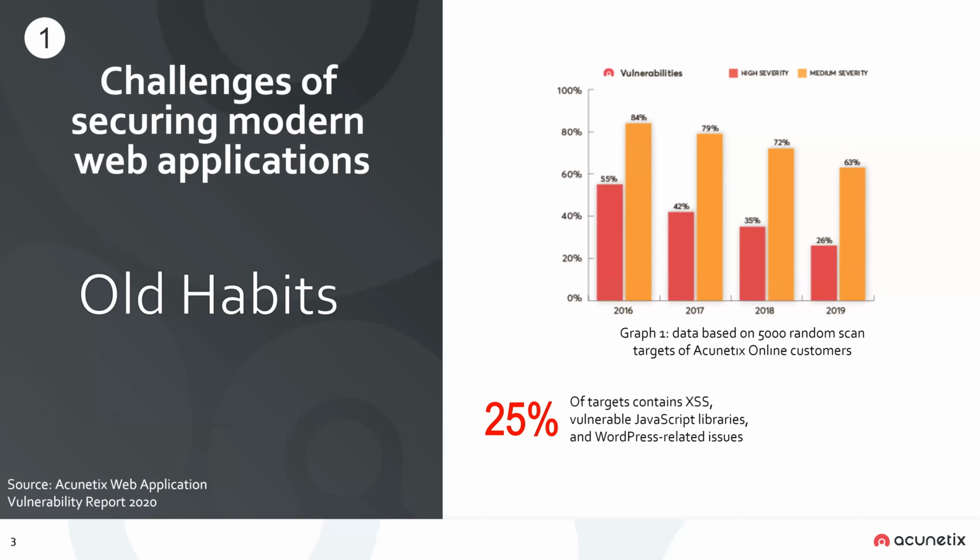Let's start with the challenges of securing modern web applications. I call it old habits, okay? We're going to be going through some statistics around vulnerabilities generated by Acunetix, part of our yearly vulnerability report that we provide to our audience. If you are interested, you can also have access to this report on our website. You can see over the years that the number of vulnerabilities found using our tool is decreasing. We have fewer high vulnerabilities and fewer medium vulnerabilities.